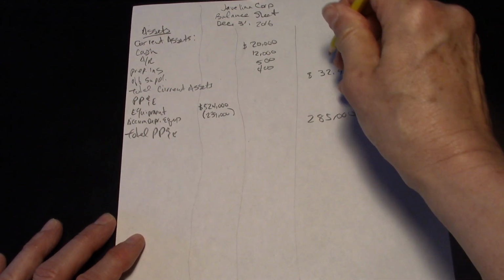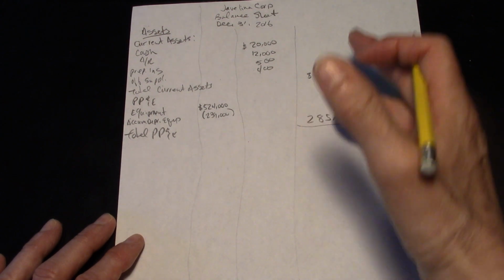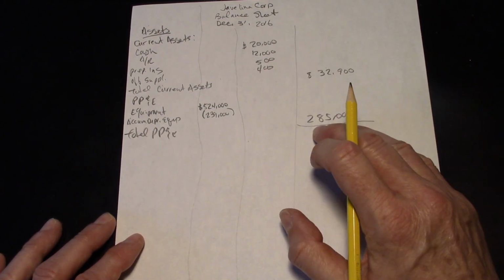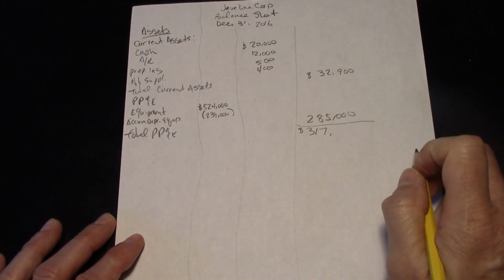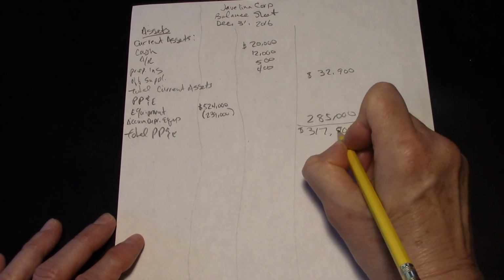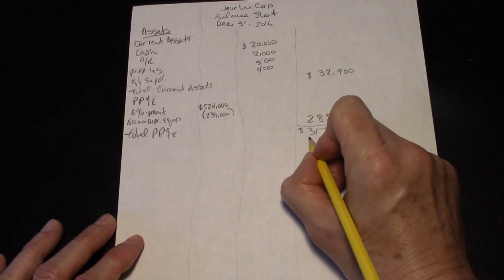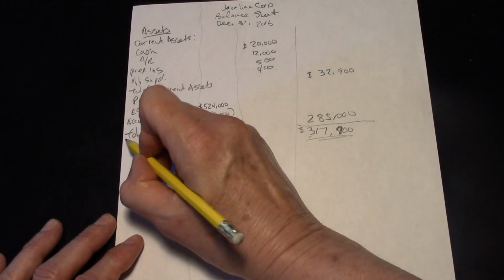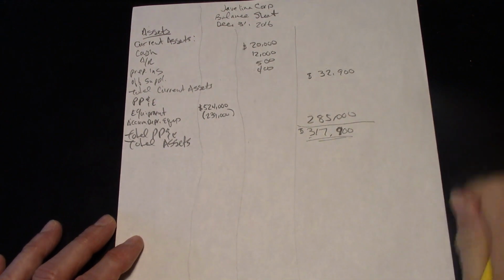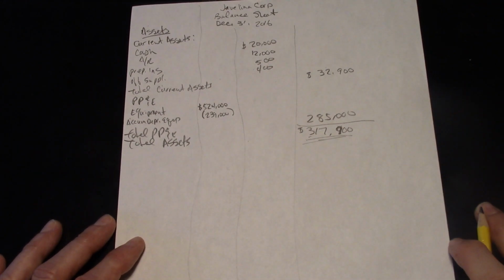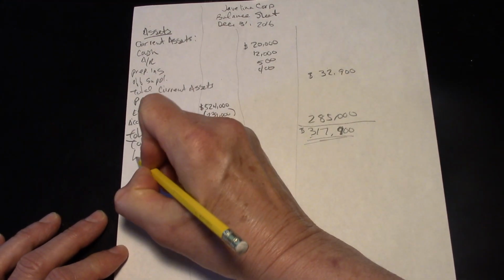That's fine. Okay, so now we've got our current assets and our PP&E, so we can add them up. 32,900 plus 285,000 is 317,900. All right, and that right there is what we call total assets. That's the balance we're going for on the other side of our balance sheet. And next up is liabilities.